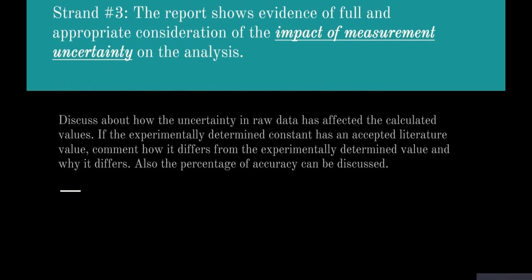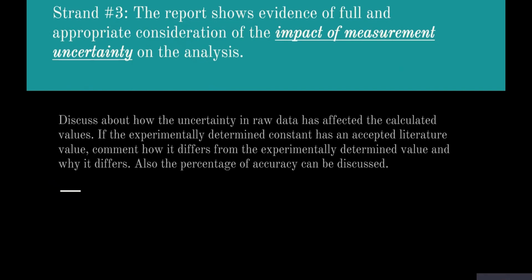Moving on to strand 3. The report shows evidence of full and appropriate consideration of the impact of measurement uncertainty on the analysis. So this strand is talking about the impact of measurement uncertainty. Here, you can discuss how the uncertainty in raw data has affected the calculated values.